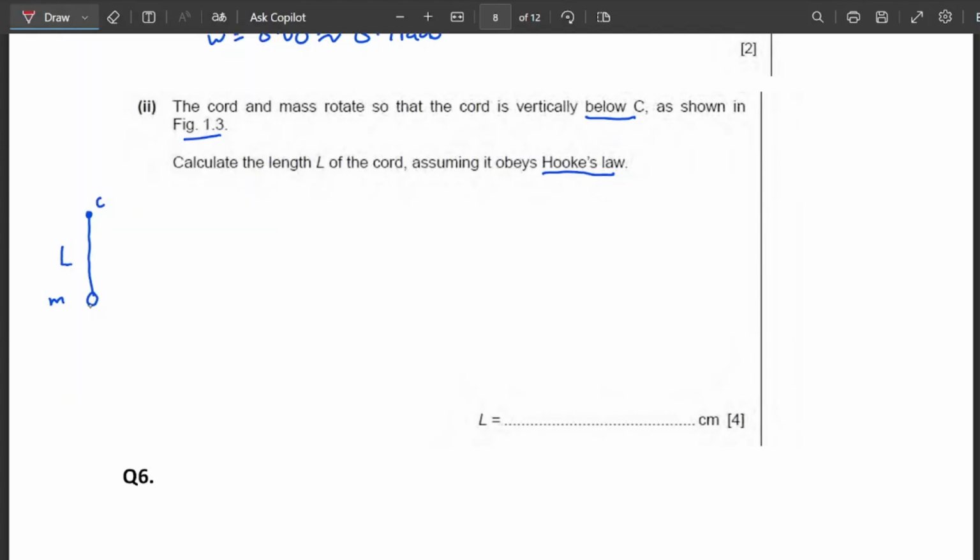And the weight is going to be acting in the downwards direction. The tension is obviously going to be in the opposite direction. It's going to point upwards towards C. The weight is going to try and pull on the string. The string is going to be like, no, don't pull on me. So the tension is going to act upwards towards C.